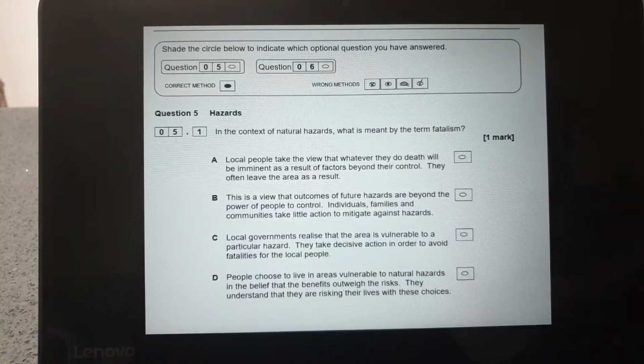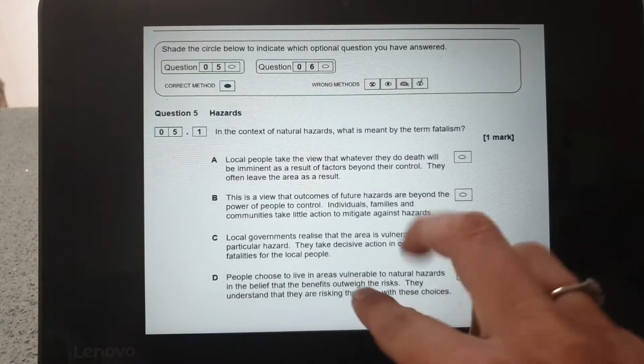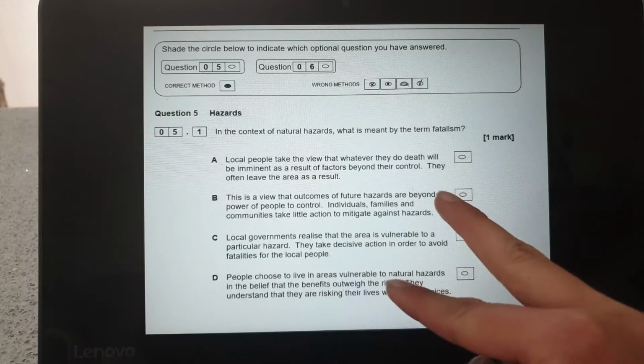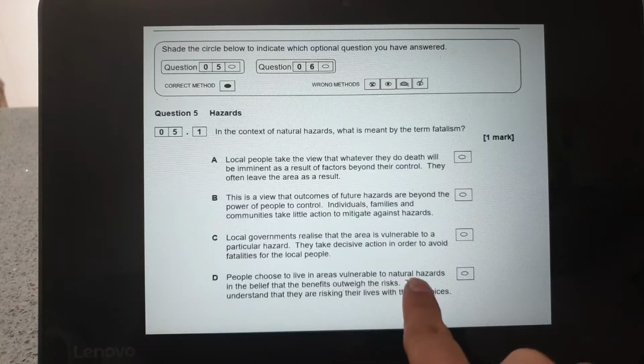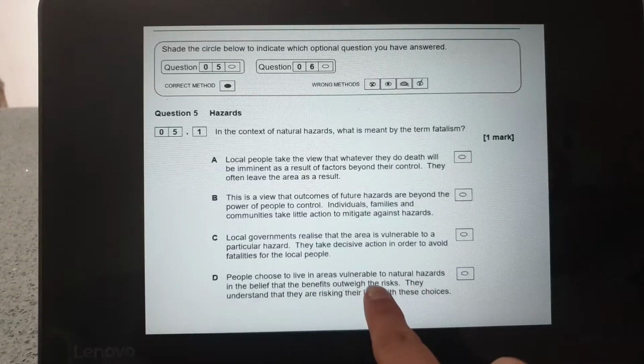And people choose to live in areas vulnerable to natural hazards in the belief that the benefits outweigh the risks. They understand they're taking risks with their lives with these choices. Again, there's some consideration there, and that's the one that I'd kind of be a bit torn between. I'd be at the moment torn between B and D. The reason why D is not the answer is that actually they've done some sort of analysis. They've weighed the risks to the costs and they've decided to live there. That's not a fatalist approach.